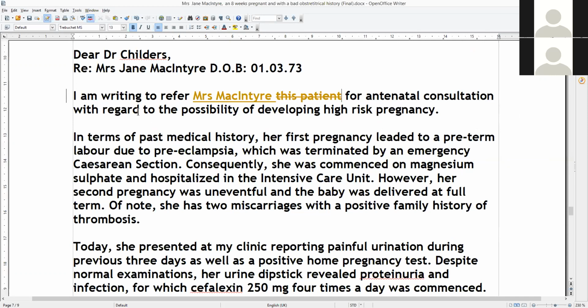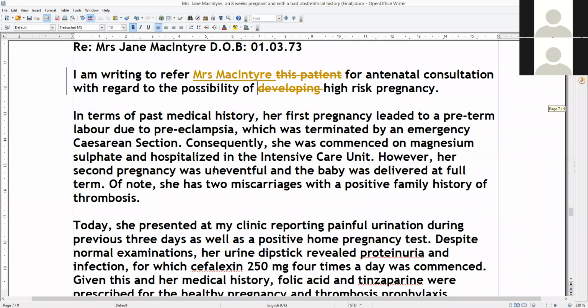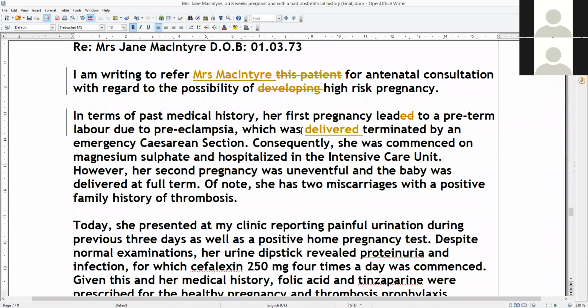With regards to a possible height, right, with regards to the possibility of high-risk pregnancy. Okay. In terms of past medical history, or in terms of her past medical history, her first pregnancy led to a preterm labour due to preeclampsia, which was terminated by an emergency caesarean section. Consequently, she was commenced on magnesium sulfate and hospitalized intensive care unit.